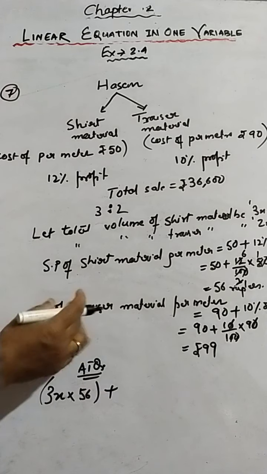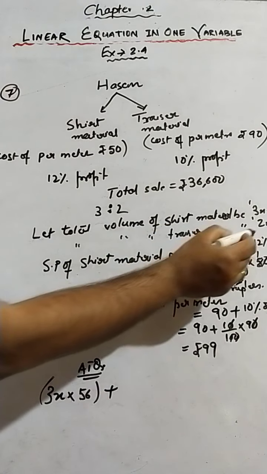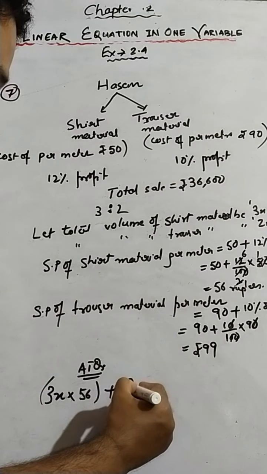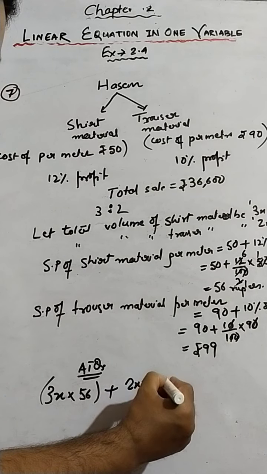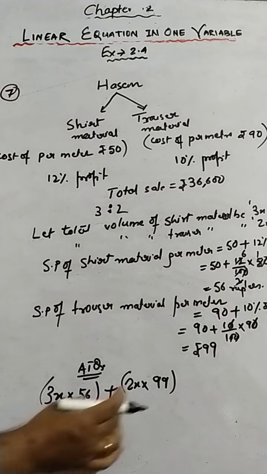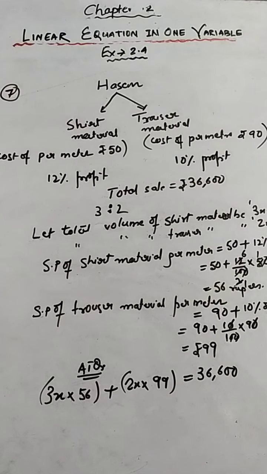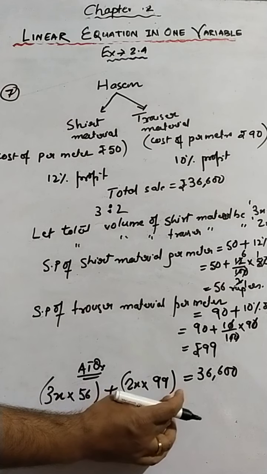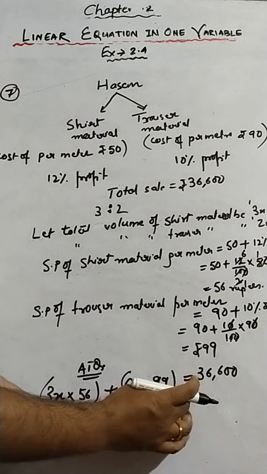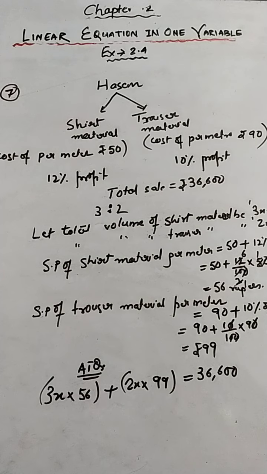Okay, and what will be the total selling price for trouser material? That would be 2x into the selling price per meter, that is 99. So we will multiply this with 99. So this is the total selling price for shirt material, and this is the total selling price for trouser material. When you add these two, you get the total selling price, that is 36,600. Now you have to solve this equation for x.